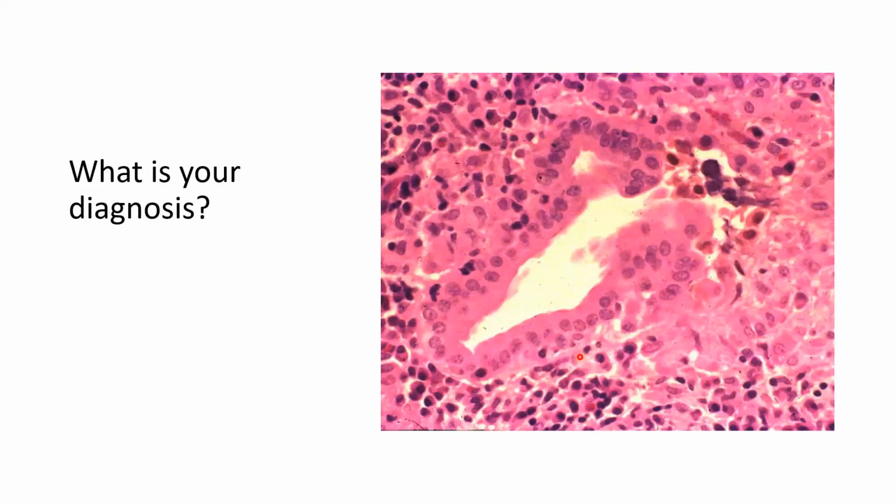This next one, what do you think? This is also a bile duct. There is destruction of the bile duct, and you can see macrophages here. You can see macrophages here, and a multinucleated giant cell too. What do you think is the diagnosis?